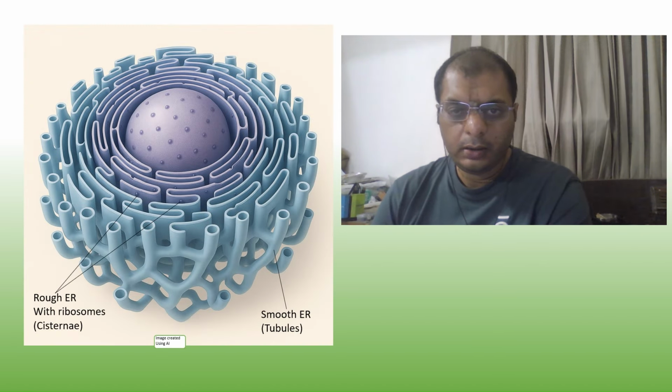We'll have a look at the illustration of the ER again. As you can see, the cisternae have ribosomes attached to their outer surface, which gives them a granular appearance, while the tubules lack ribosomes and have a smooth appearance.